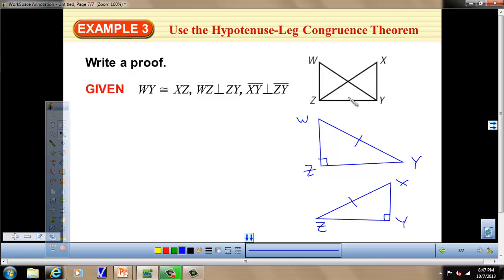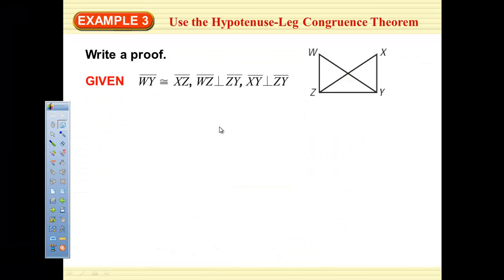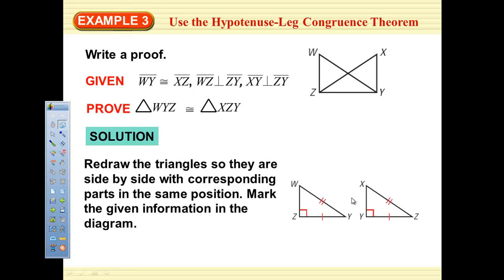And then if you look on the original figure, this ZY is a part of both triangles. So we can state that ZY is congruent to ZY. Now, this is not side angle side, but when we have a right triangle, if the hypotenuse on both triangles are congruent, which would be WY and XZ, and then if one of the legs, so in this case ZY congruent to ZY, if that's true, then the two triangles are congruent. So we're going to prove the two triangles are congruent, and again, what you should do is separate them and show that we have our hypotenuse leg here.